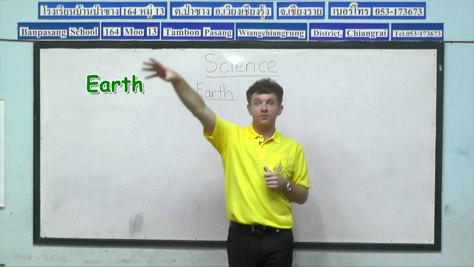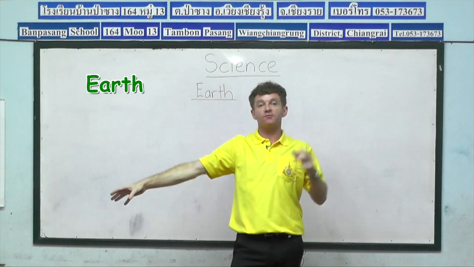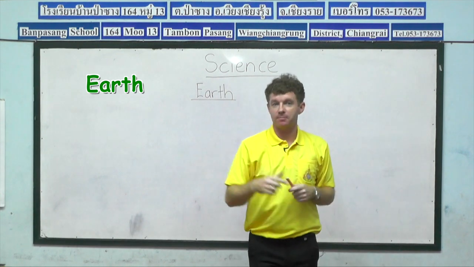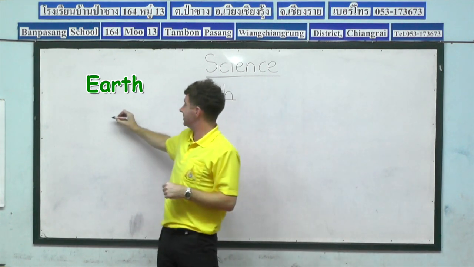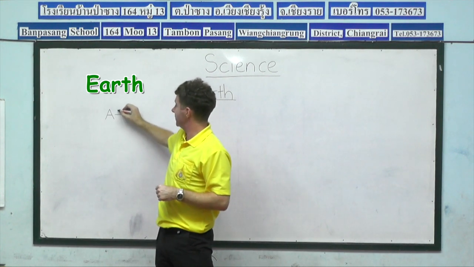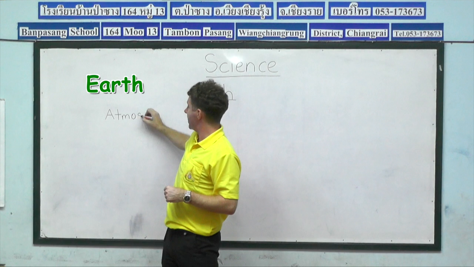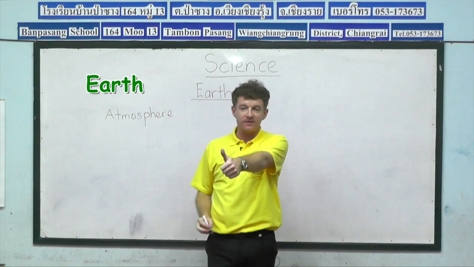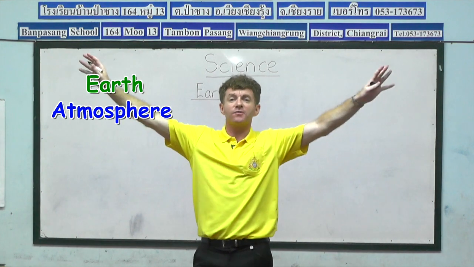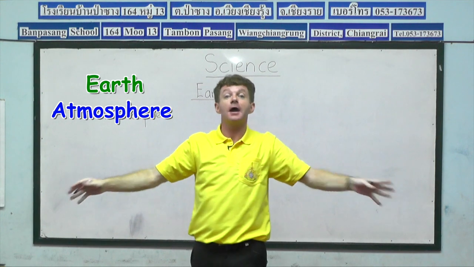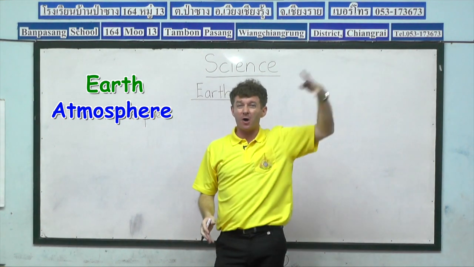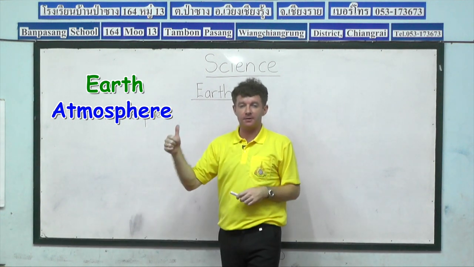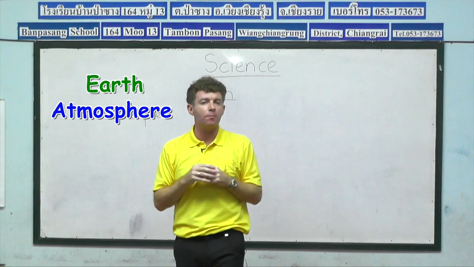Excellent. The barrier that protects us from the sun and all the radiation is called atmosphere. How do we spell atmosphere, guys? A-T-M-O-S-P-H-E-R-E. Excellent example. The cloud of gas that surrounds our planet and protects us from the sun and all the harmful radiation is called atmosphere.